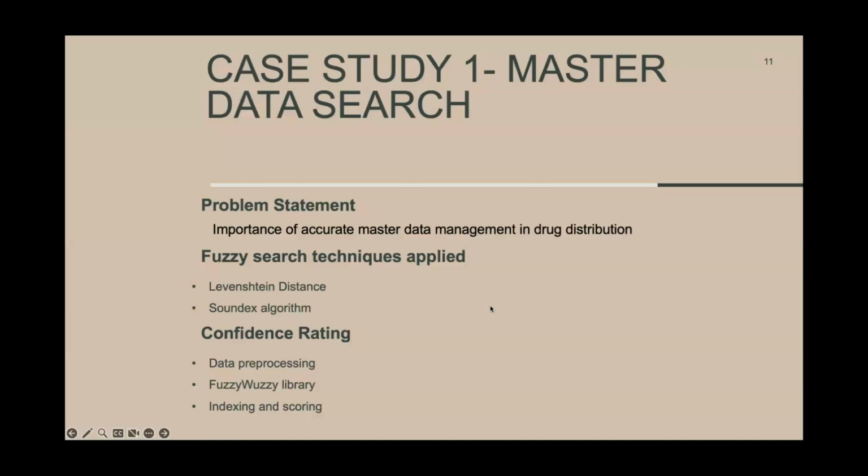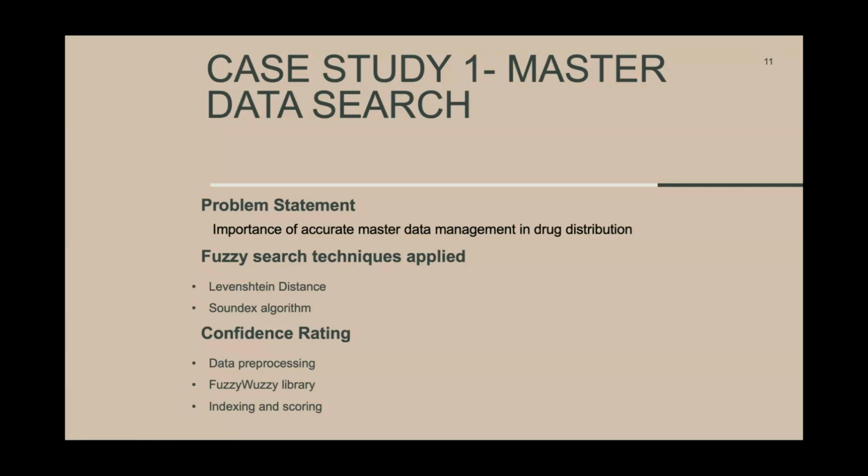So the first case study that we have done, specializing in wholesale distribution, is the master data search. In this case study, we will explore the application of fuzzy search techniques to master data management in wholesale drug distribution. Now, master data, as I said before, is critical information about products, suppliers, and customers, and maintaining its accuracy is essential for operational efficiency and regulatory compliance.